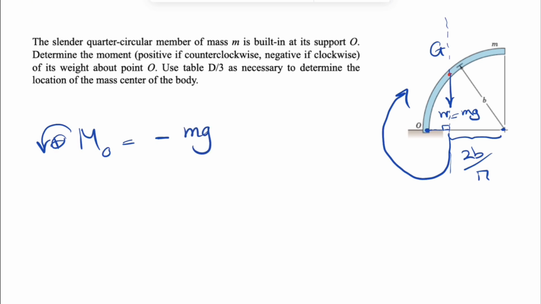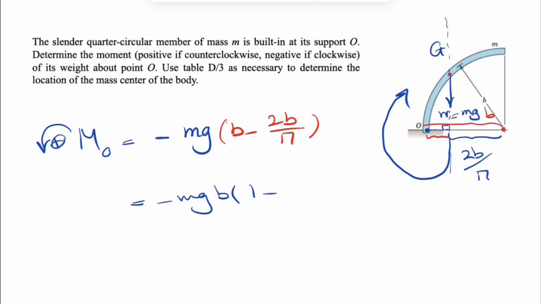And for that, we have the force, which is mg, times the vertical distance from O to the line of action, which is what we have in here. How are we going to find that? Pretty easy. We know that the whole thing is b, or the radius, and that part is 2b over pi. So if we just subtract b minus 2b over pi, this is going to give us the moment arm. If you just factor b from our parentheses, we'll get 1 minus 2 over pi. So yeah, that would be the final answer. The negative sign shows that the moment is clockwise in here.